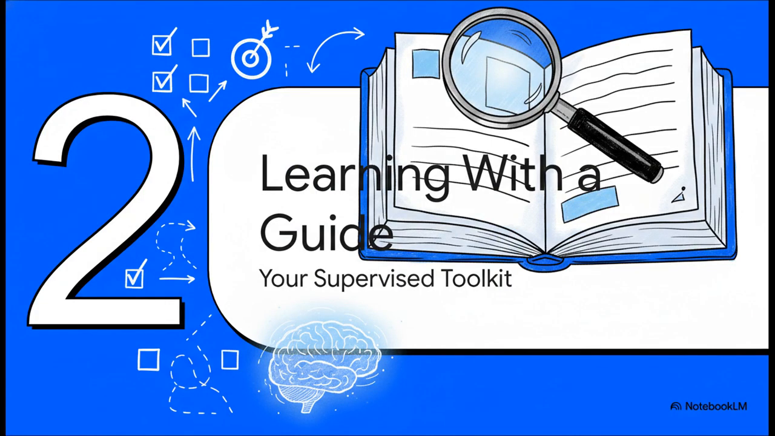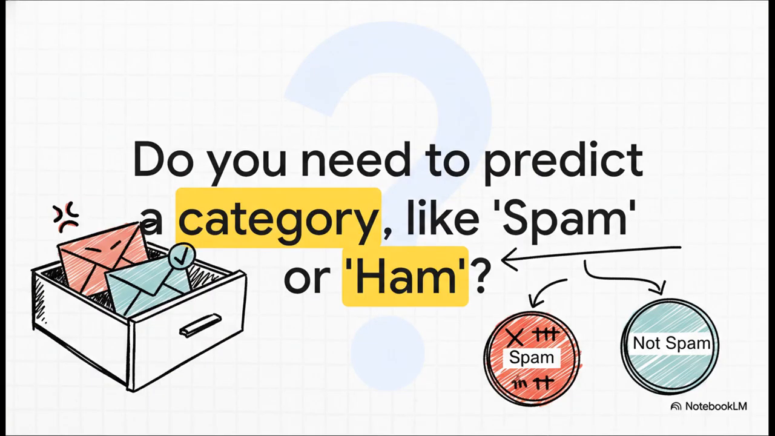So let's start with that first drawer, supervised learning. This is your world when you have a guide, that trusty answer key, to help your model figure things out. Now, even within this drawer, you have to ask another question. Is your goal to put something into a specific category? You know, a classic example is deciding if an email is spam or not spam. It's a clear yes or no kind of choice.